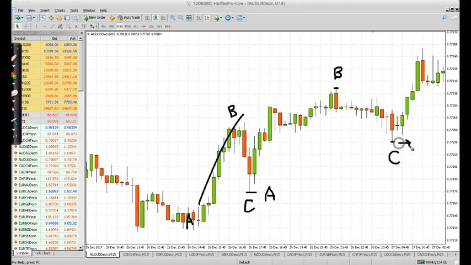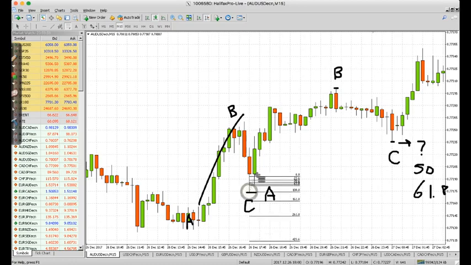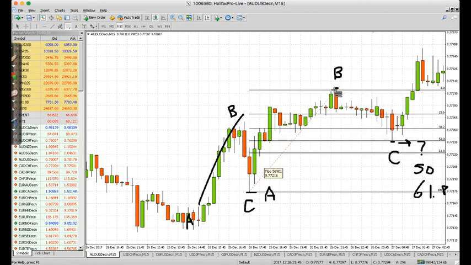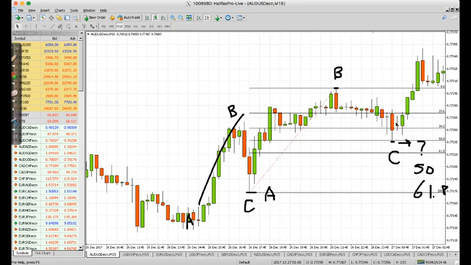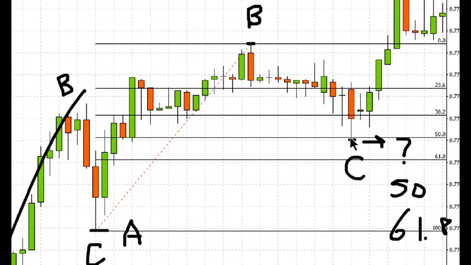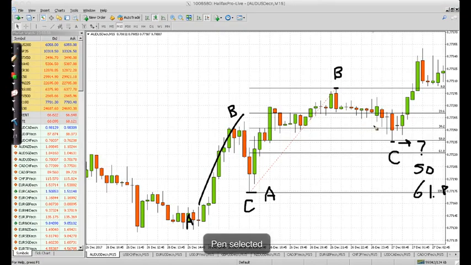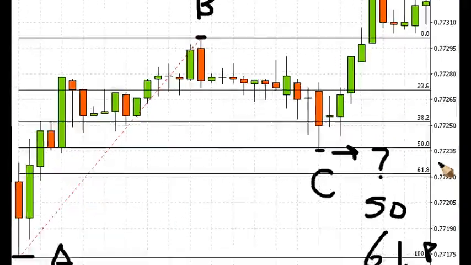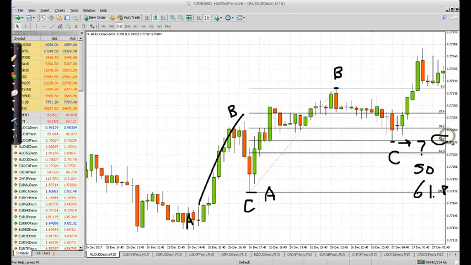So again, question, is this a Fibonacci level? Is this a 50% or a 61.8% level? If it is, then that would give me a strong indication that the correction has ended. So once again, I click on my Fibonacci tool over there, click on A, drag to B, release, and there you go. Exactly, C is at the 50% level. Can you see that? Exactly at the 50%. Let me circle that 50% level.